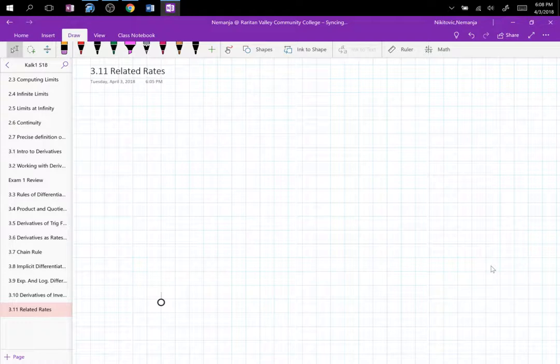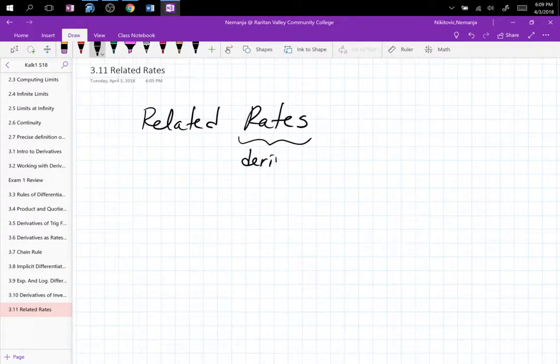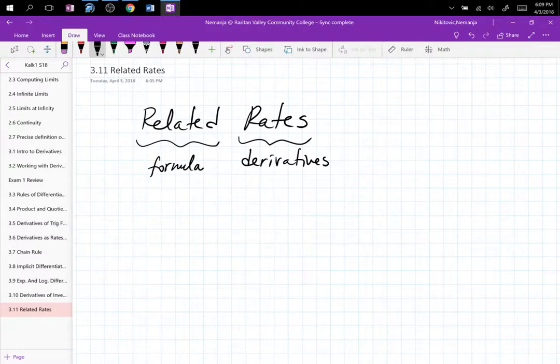I'm going to start by first dissecting the title. Related rates. This means that there are multiple rates, at least two, right? And they will be related through some kind of a formula. The word rates means derivatives, and related means some kind of formula that acts upon these derivatives, and then the rates are related through that formula.